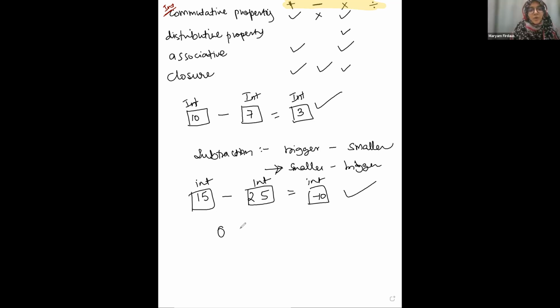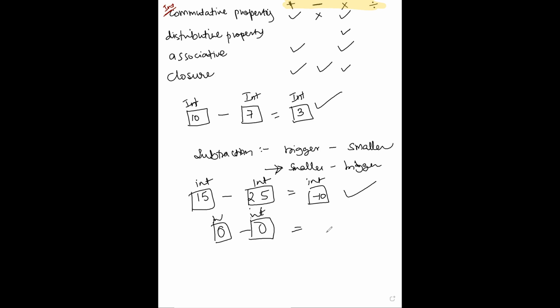Okay. Let's see 0 minus 0. Is 0 an integer? 0 is not an integer. It is. Yeah, it is an integer. Very good. So this 0 is also an integer. When you subtract them, what will you get? Zero. And again, 0 is an integer.